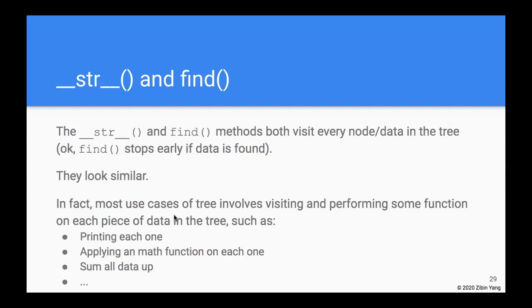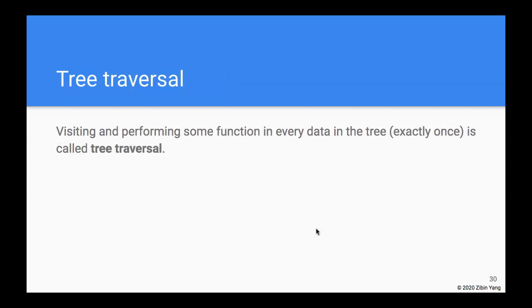Now, in fact, many use cases of a tree do involve visiting and performing some sort of function on each element of the tree. So, for example, we may print out each one of them, or we might apply some sort of math function like multiply all of them by 10 or something on each element, or add all of the elements up, etc. And visiting and performing some sort of operation on every element in a tree, exactly once, is what's called a tree traversal.